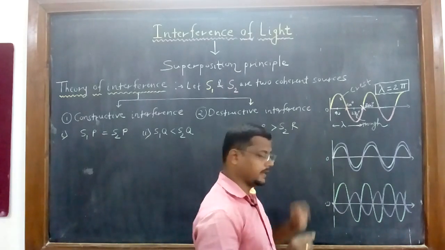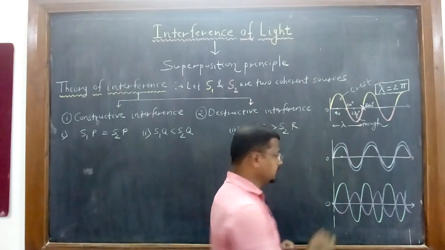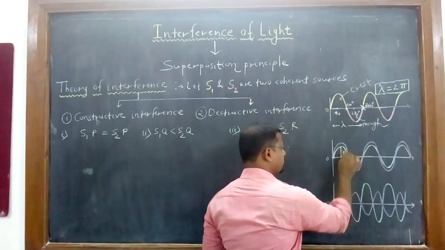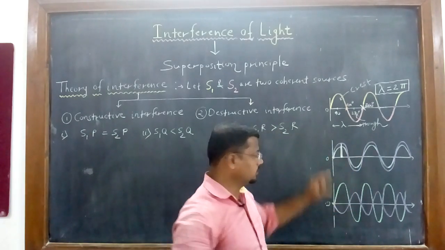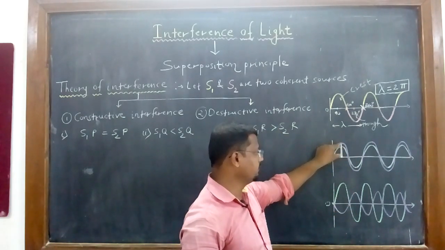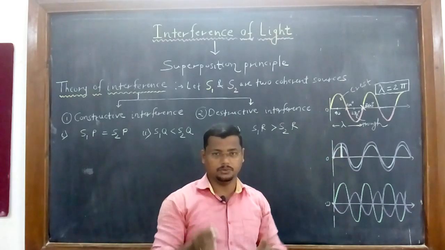So in the first diagram, if I talk about this point here, at this point the crest of both the waves are falling here. Crest of both the waves are falling. So crest means positive, again positive, so the resultant wave will again have more amplitude, right?